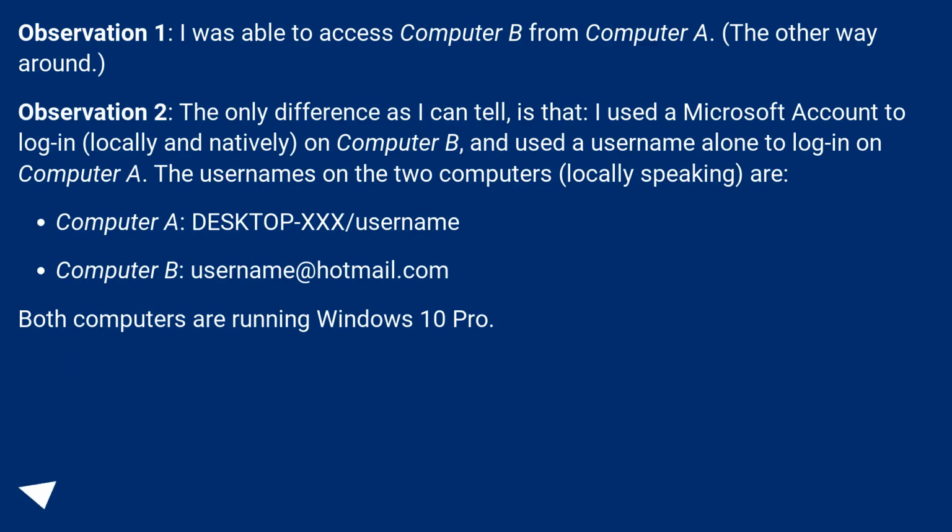Observation 1. I was able to access computer B from computer A, but not the other way around. Observation 2. The only difference, as I can tell, is that I used a Microsoft account to log in locally and natively on computer B, and used a username alone to log in on computer A. The usernames on the two computers, locally speaking, are: computer A, desktop 30/username; computer B, username@hotmail.com. Both computers are running Windows 10 Pro.